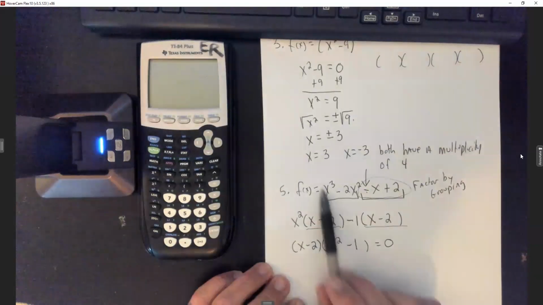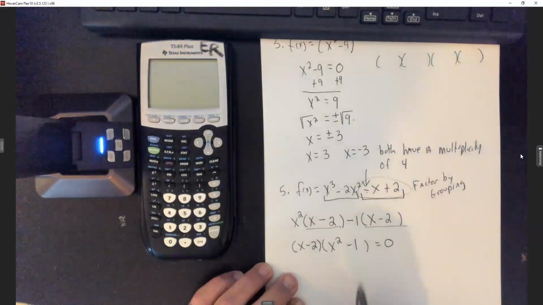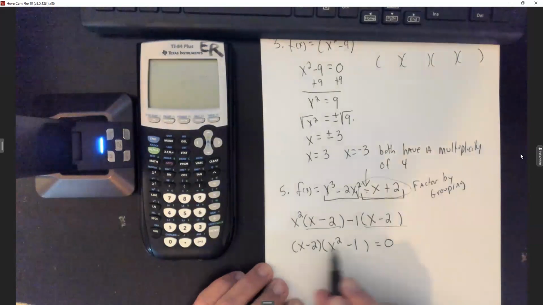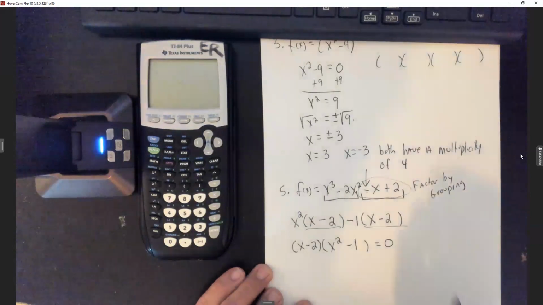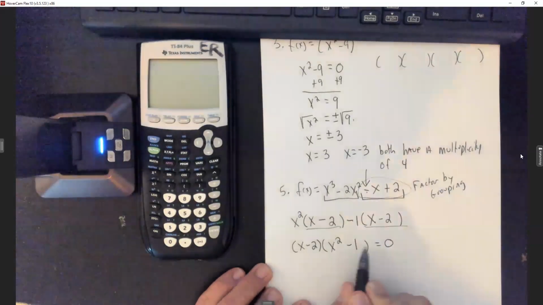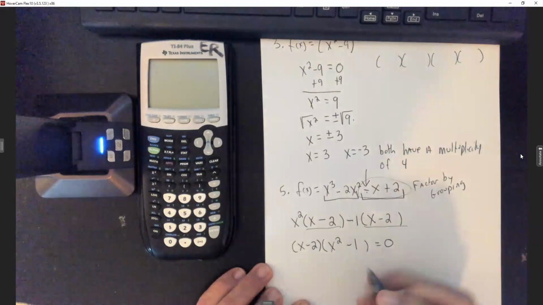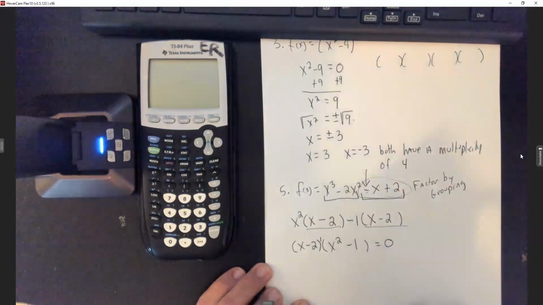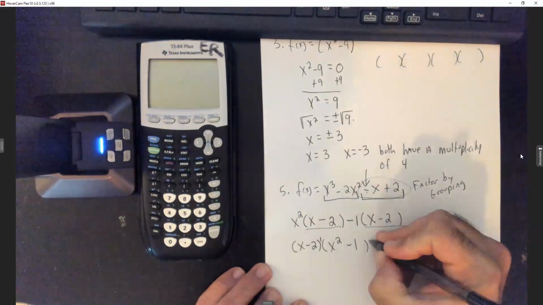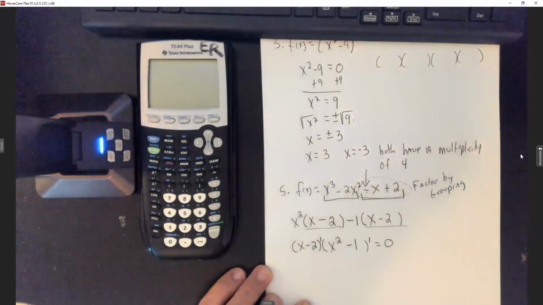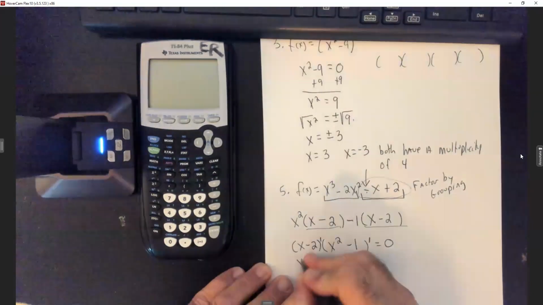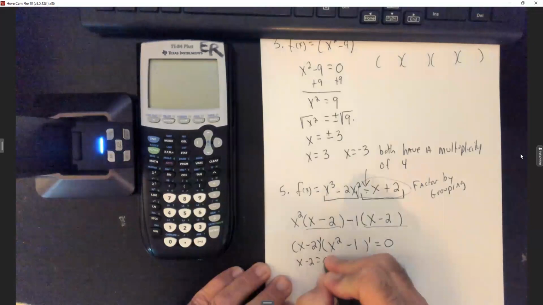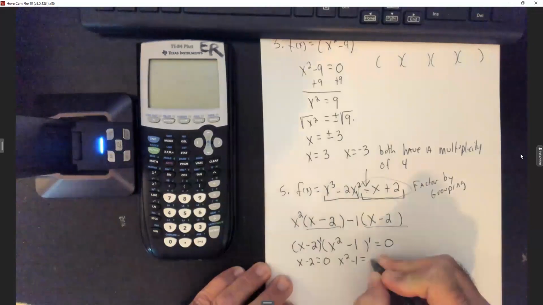So what we have to do now is set both of these factors equal to 0 so we can solve this. Now y'all notice they don't have any numbers outside of these parentheses, so we would put a 1 here and a 1 here, which means all the multiplicities will be 1. So let's set everything to 0. So set x minus 2 equal to 0. Set x squared minus 1 equal to 0.